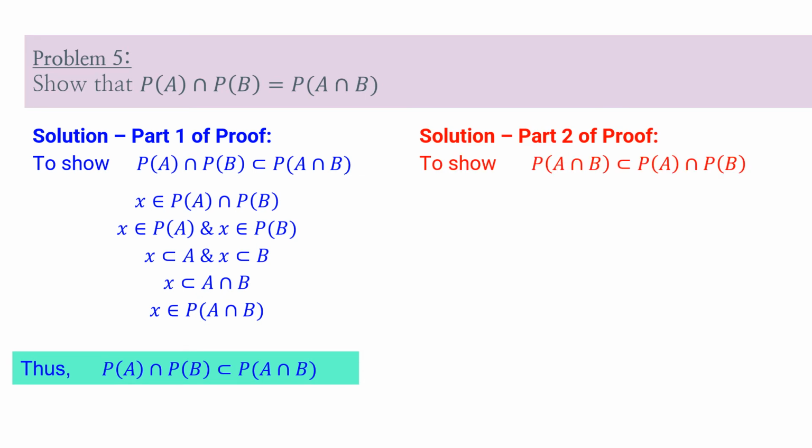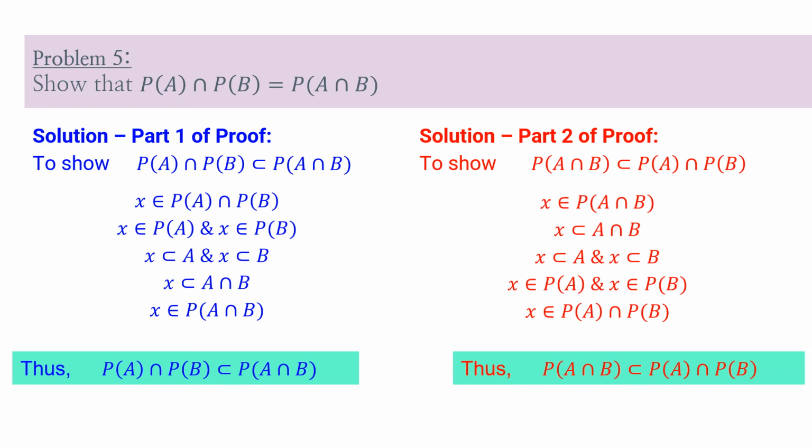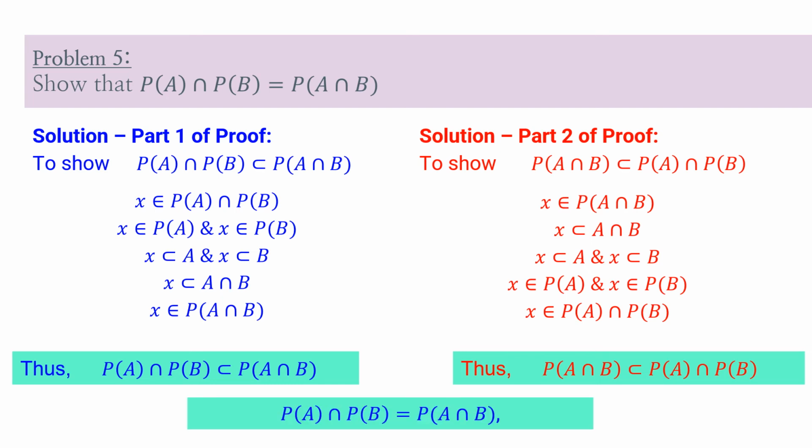In the second part of the proof, we will show that power set of A intersection B is a subset of power set of A intersection power set of B. Again, we will start by assuming an element X in the power set of A intersection B. Since this element is in power set of A intersection B, this means that this element is a subset of A intersection B. This means this element is a subset of A as well as a subset of B. And this means that this element X is in power set of A as well as this element is in power set of B. And this means that this element is in power set of A intersection power set of B. Thus, power set of A intersection B is a subset of power set of A intersection power set of B. Combining these two proofs, and from the definition of equality of sets, we get that power set of A intersection power set of B is equal to power set of A intersection B.